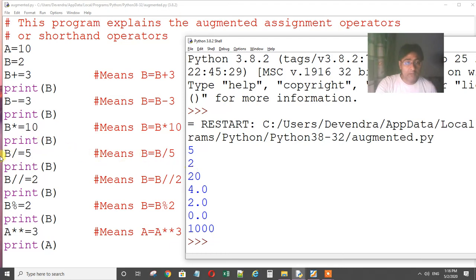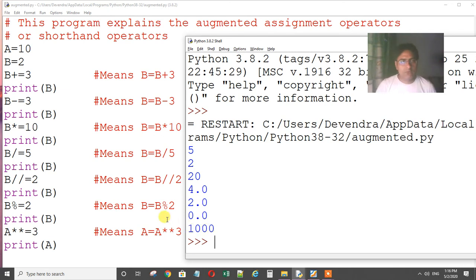Then 20 is divided by 5, so it gives 4. Then floor division. Floor division takes only the integer part, so it is 2. Then modulus 2, 2 modulus 2, obviously it will be 0. And then a was having value 10, exponentiation 3 means 10 multiplied by 10 again by 10, 3 times, 10 raised to the power 3, so it is 1000. So the program is working fine.